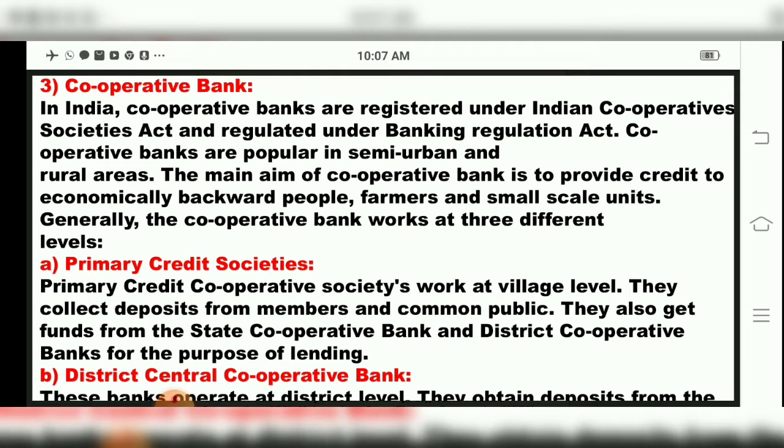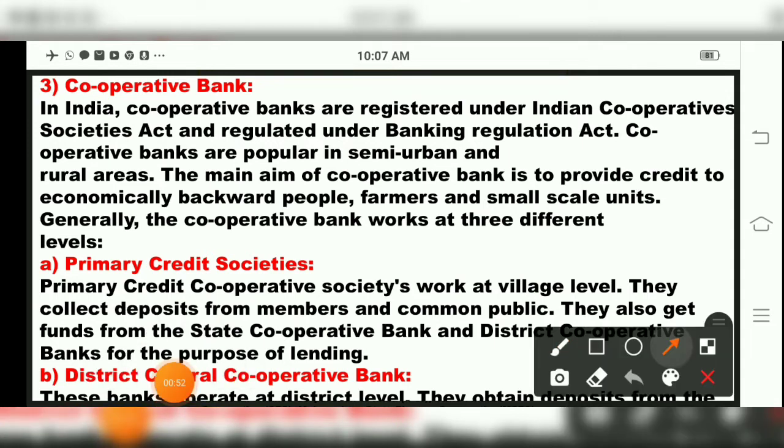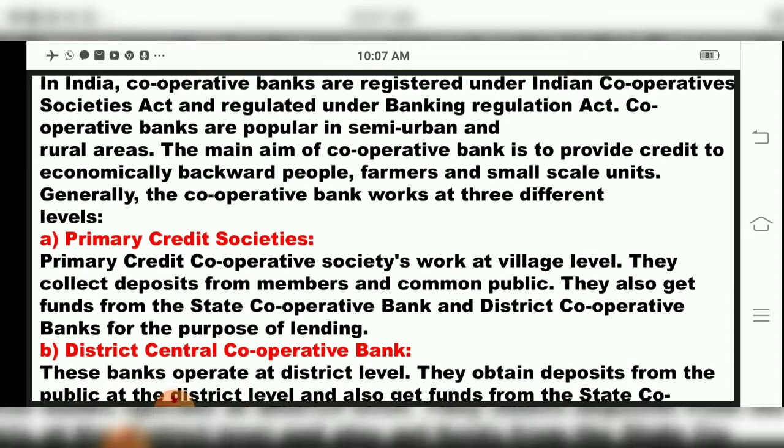The cooperative bank functions at three different levels, children. So the first one we already studied, that is, again I will repeat, primary credit society. Under this primary credit society, this cooperative society works at village level and they collect deposits from members and common public. They also get funds from the state cooperative bank and district cooperative bank for the purpose of lending. So this is the first one, that is primary credit society.